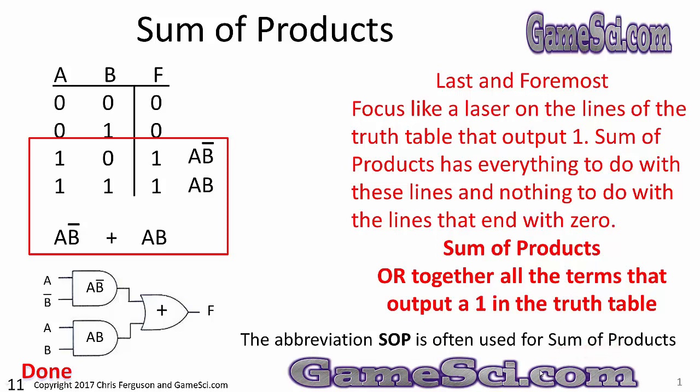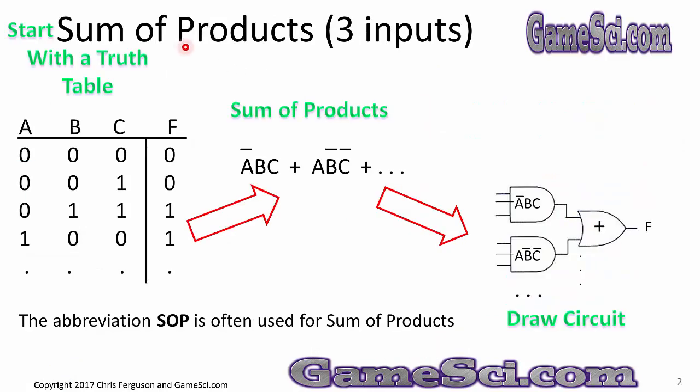Sum of products is a mouthful. Quite often we just say the SOP expression. Sum of products with 3 inputs on the truth table. Once again, we'll start with a truth table with 3 inputs, A, B, and C. Given these 3 inputs, I want to output F as the result of those inputs. Take the sum of products truth table, focusing on the lines that end with 1, and I produce a sum of products Boolean algebra expression. That Boolean algebra expression could represent a circuit that implements this truth table.